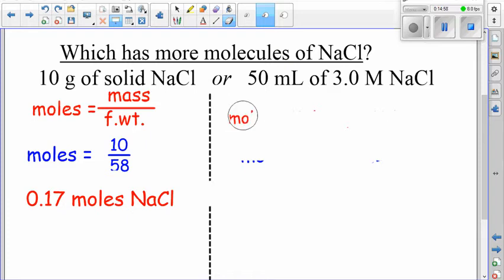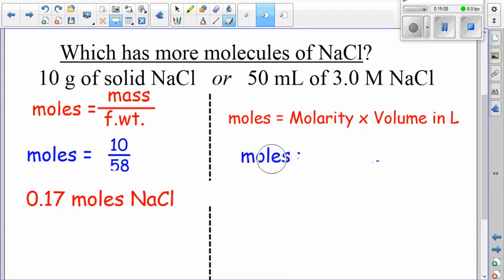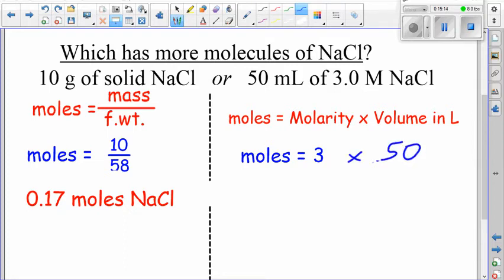So the moles of a solution are equal to the molarity, that concentration, times the volume, okay, in liters. So when we're plugging this in, moles will be equal to 3 times 50, okay?